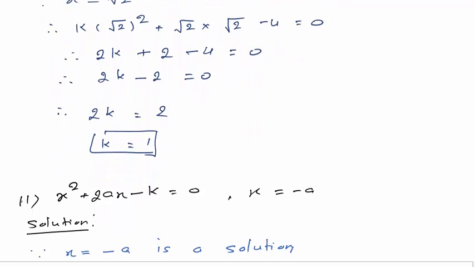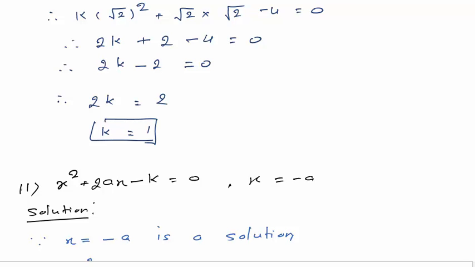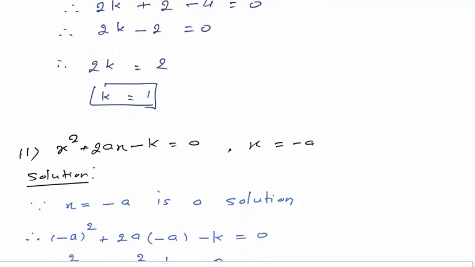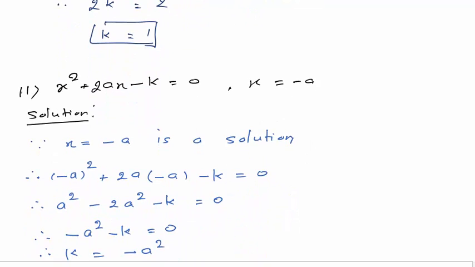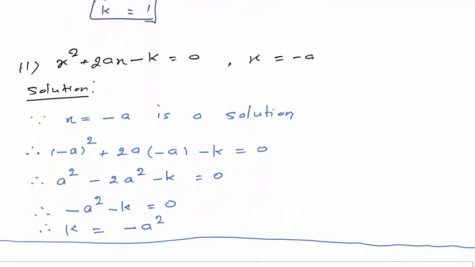Now the second problem is x square plus 2ax minus k equal to 0, and the solution given is x is equal to minus a. Here again we will put the value of x as minus a. So x is equal to minus a gives simplification as minus a square minus k is 0, and finally k is equal to minus a square. So these are the initial three types of problems we have solved related to the quadratic equation.